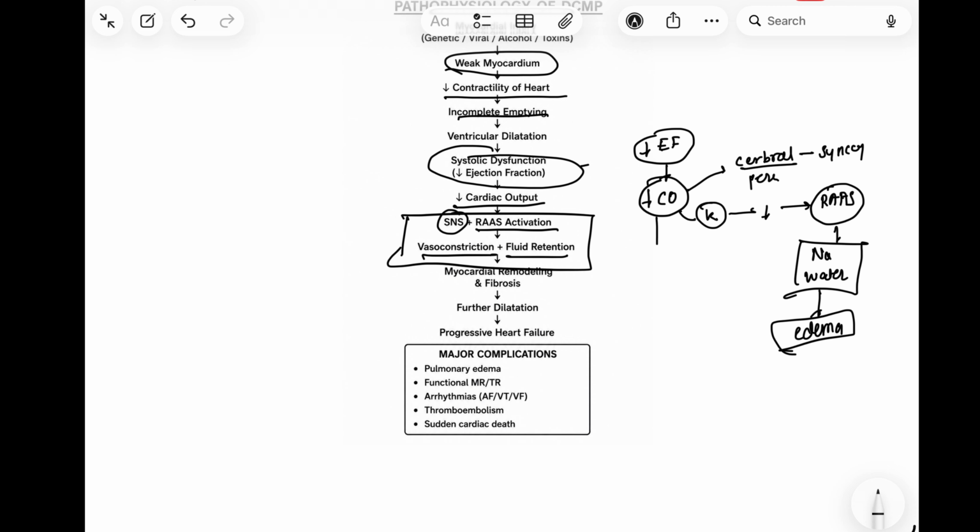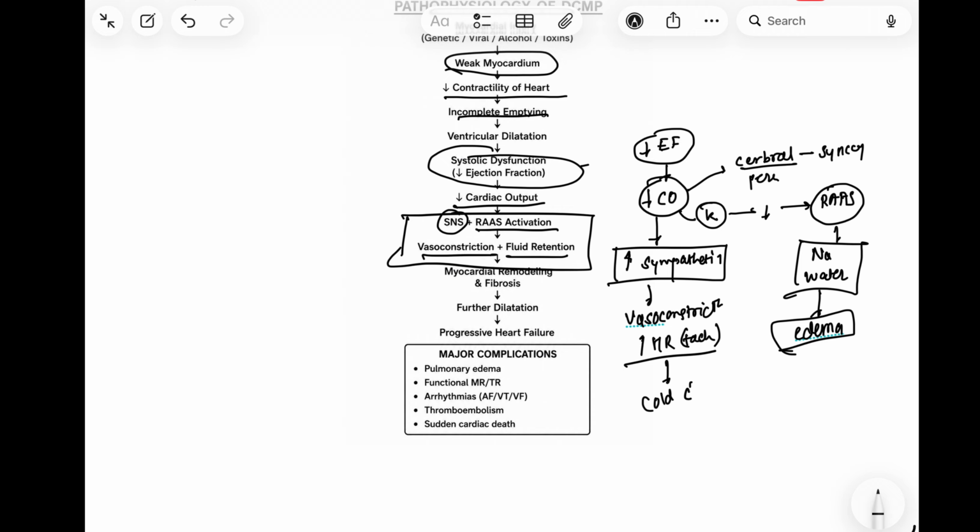Also, due to the decreased cardiac output, there will be increased sympathetic activity, with effects like vasoconstriction and increased heart rate, that is tachycardia. This will result in a cold, clammy periphery. So these are the basic pathophysiology and the cascade that we can get in dilated cardiomyopathy. And this whole thing will turn into progressive heart failure, right?